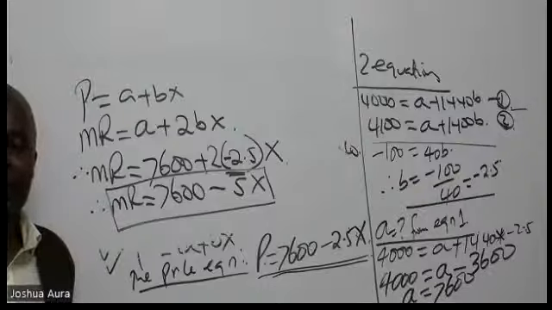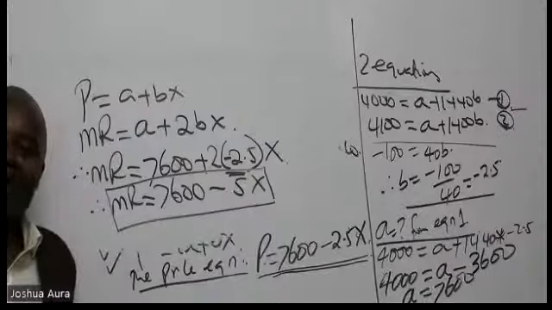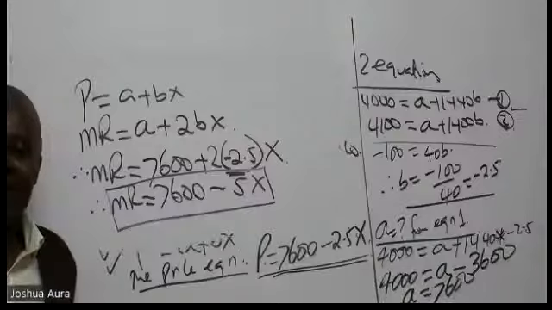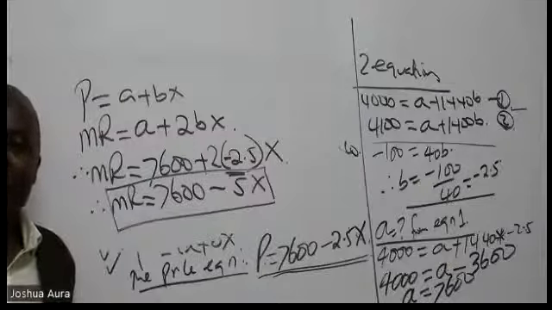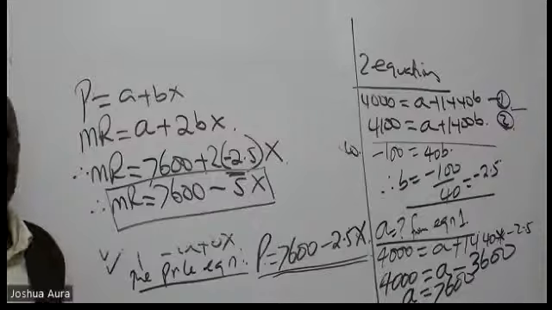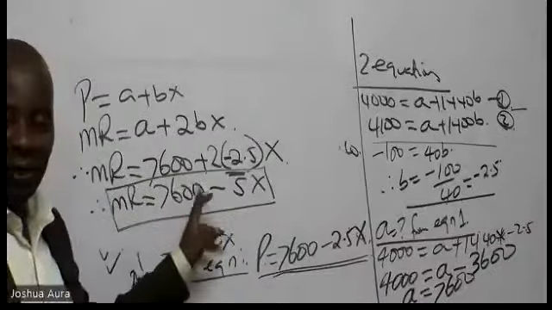Very important formula. You guys should even clap for me. I've given you a formula you guys have never known. A very important formula. Marginal revenue equals 7,600 minus 5X. We have to get X. We have only got the marginal revenue function. This is a very important function, especially if you hate differentiation.